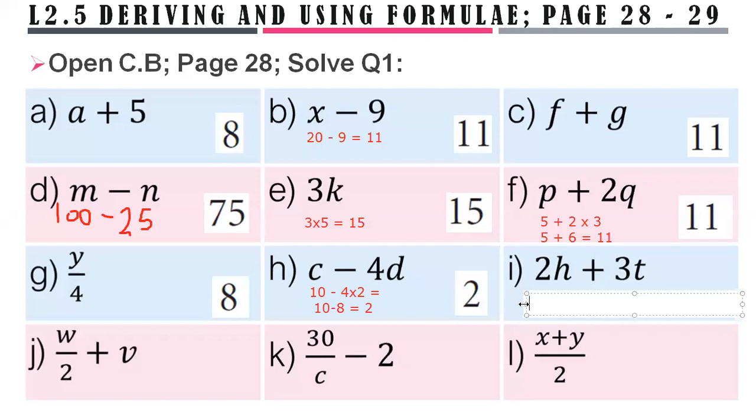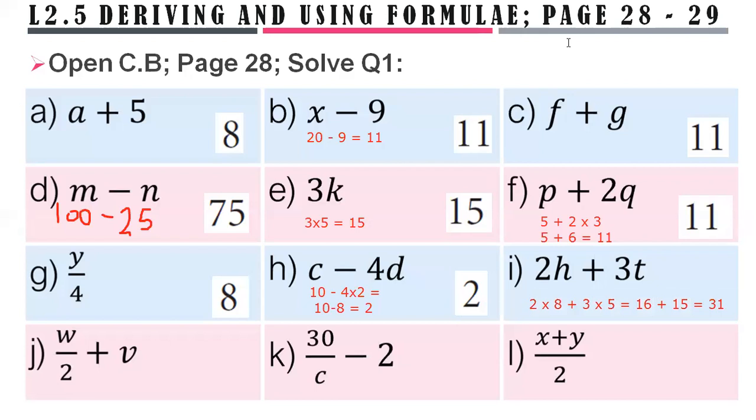Times. So the first one is what? 2 times 8 plus 3 times 5. Okay, what should we do now? 2 times 8 equals 16 plus 15, what's the answer? 31. Thank you, Maya.